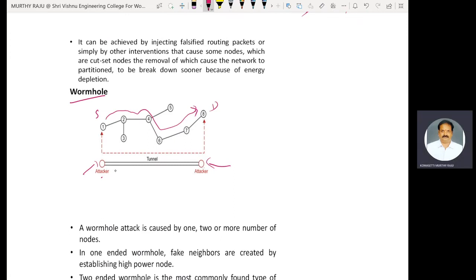Instead of this path, this attacker node extracts the information from the source node through the tunnel only. That information is sent to another attacker node. Finally, that important information does not reach the intended destination node from the source node. Instead, attackers only see the information sent from the source node to one attacker node, then to another attacker node. This is the wormhole.